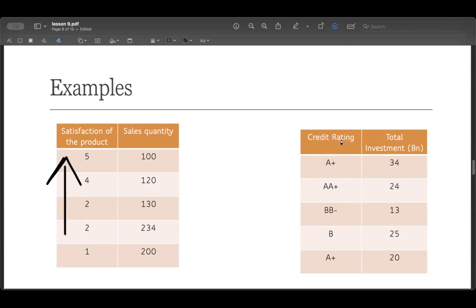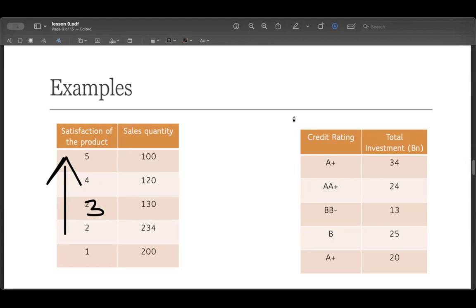And the credit ratings, and also the satisfaction levels as well as the sales quantities. For this one, 200 people bought it with satisfaction level 1. A group who bought a quantity of 234 marked their satisfaction level as 2 about this product. And 130 people marked their satisfaction level as 3. And here 4 and 100 persons who bought these are highly satisfied.